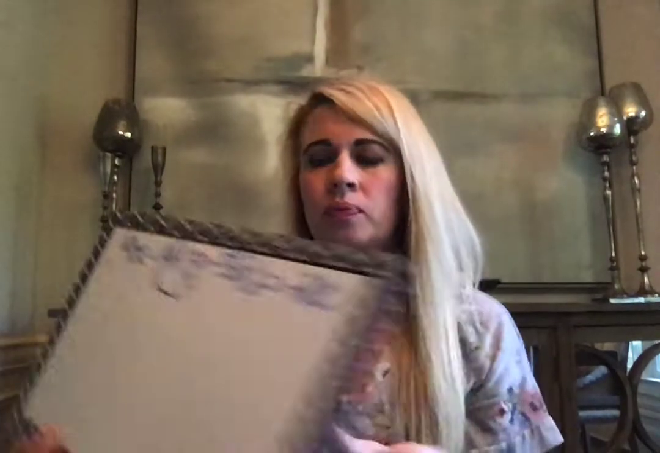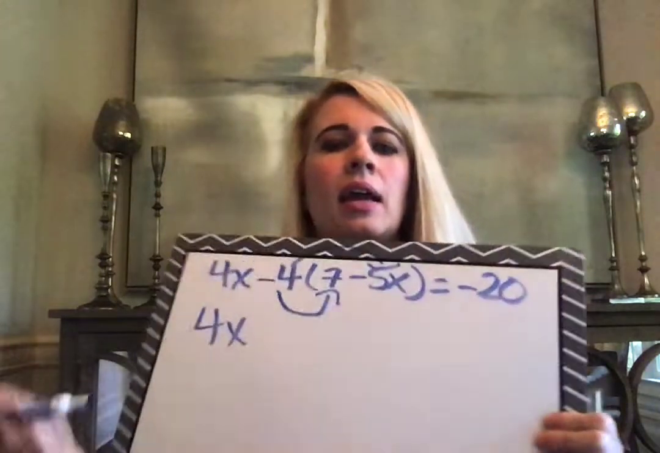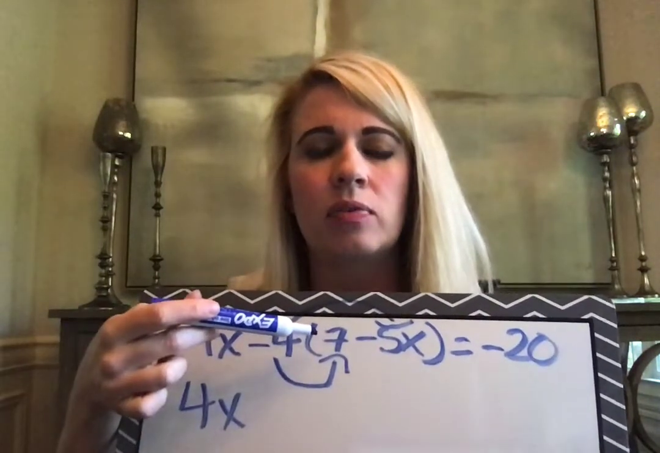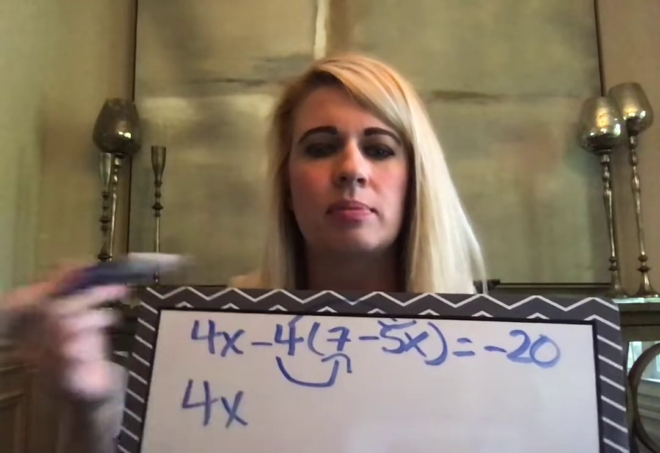All right, number 6, we have 4x minus 4, open parentheses, 7 minus 5x, close parentheses, equals negative 20. Remember, you distribute first, so you distribute that minus 4, which is a negative 4, times the 7, times the negative 5x. So, go ahead and bring down your 4x. You have a negative times a positive, which is a negative, and 4 times 7 is 28, so it's a negative 28.